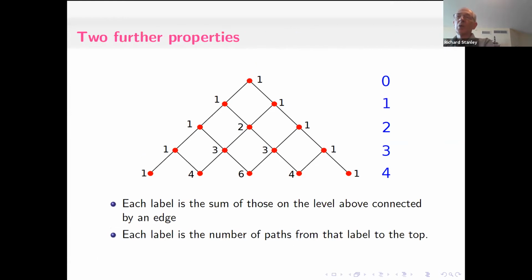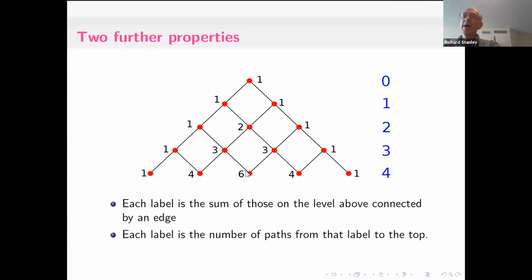Moreover, the recurrence relation that defines Pascal's triangle says that each label is the sum of those on the level above it that are connected by an edge. As a consequence, these labels, like this number 6, give the number of paths, or saturated chains, from this element to the top, because the number of saturated chains satisfies the same recurrence relation.